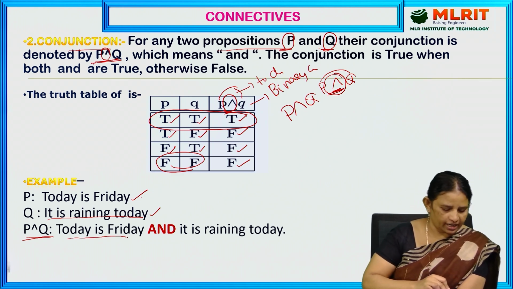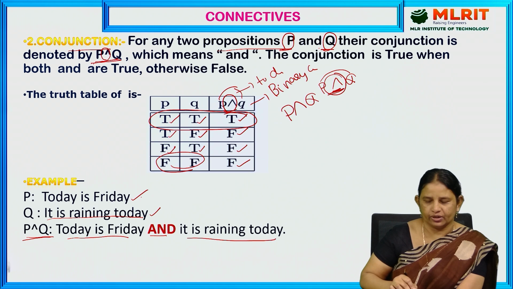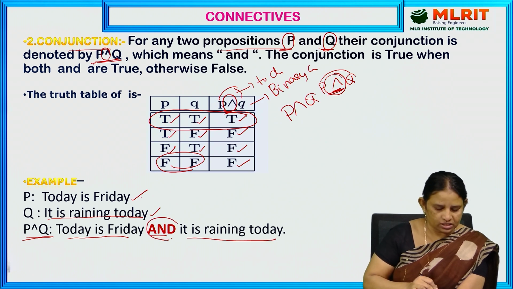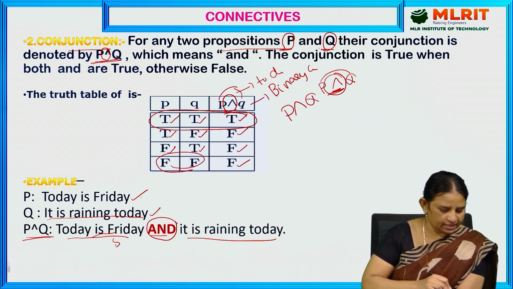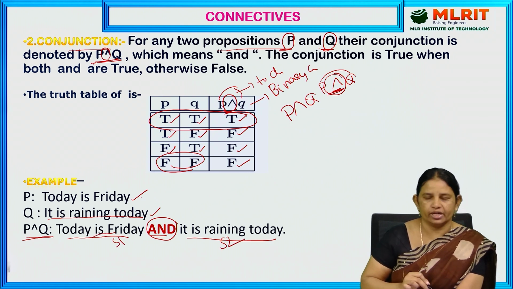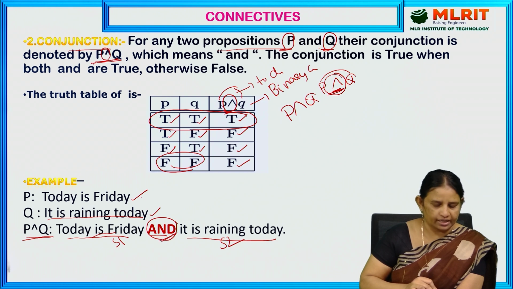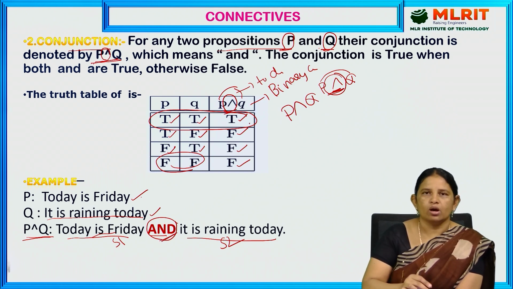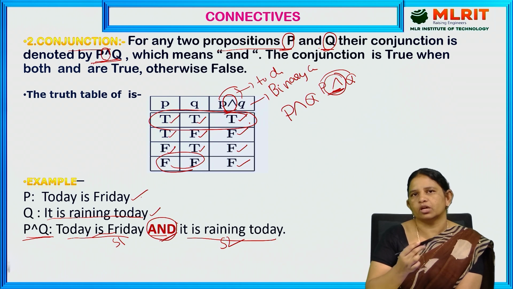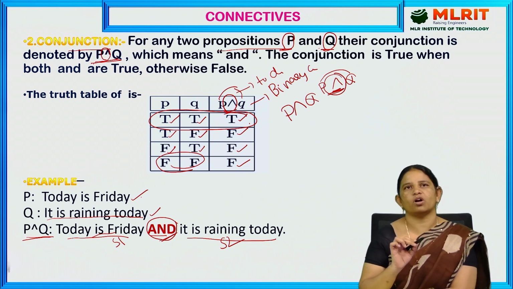Today is Friday and it is raining today. This "and" is a logical connective. This logical connective connects two sentences. That is, today is Friday is sentence 1, and it is raining today is sentence 2. These two are connected by using the connective called and. So, if both propositions are true, then only it returns true. For all the remaining cases, it returns a false value.